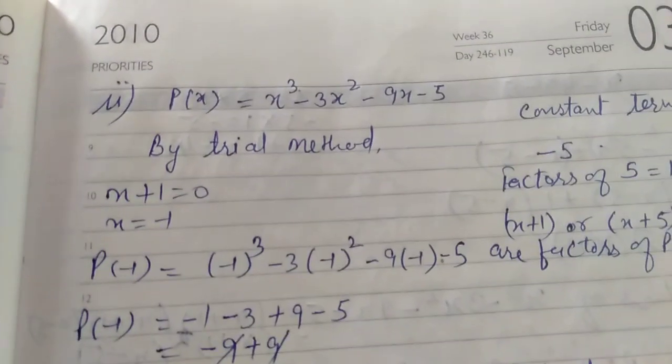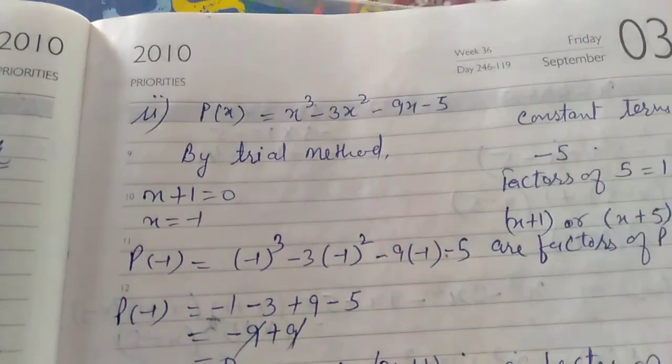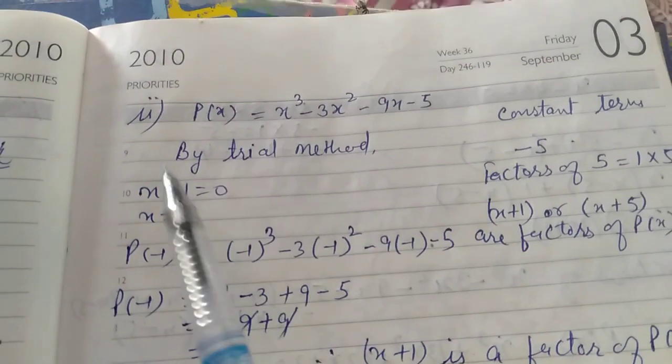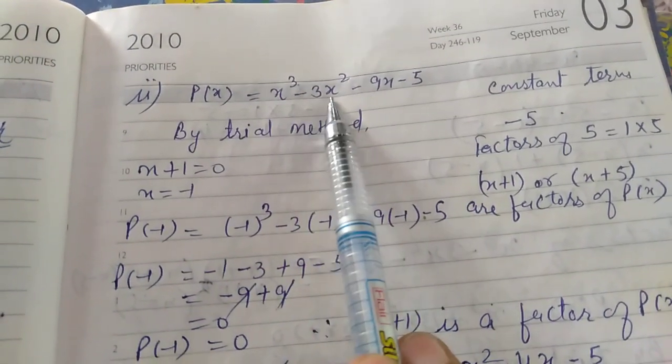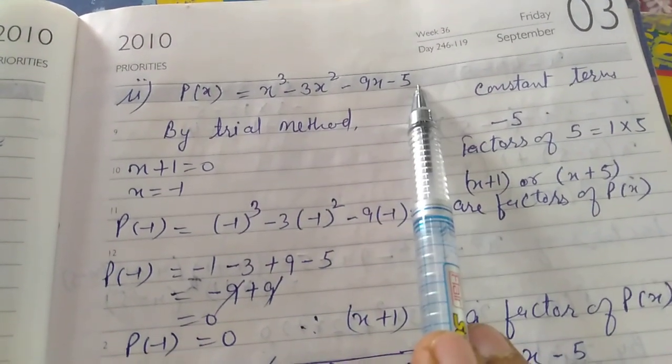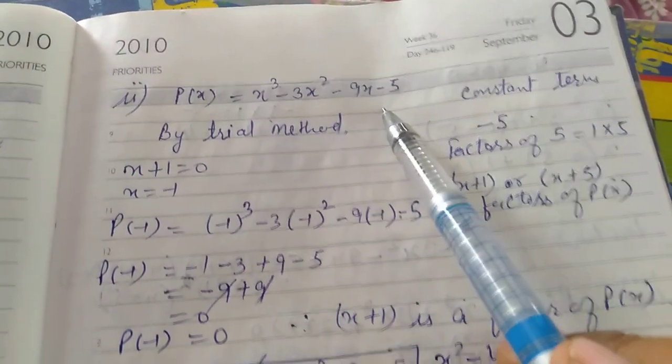Hello everyone. Now let's start the second part of question number 5 of exercise 2.4. You have been given a polynomial x cube minus 3x square minus 9x minus 5. As you know, this is a cubic polynomial.